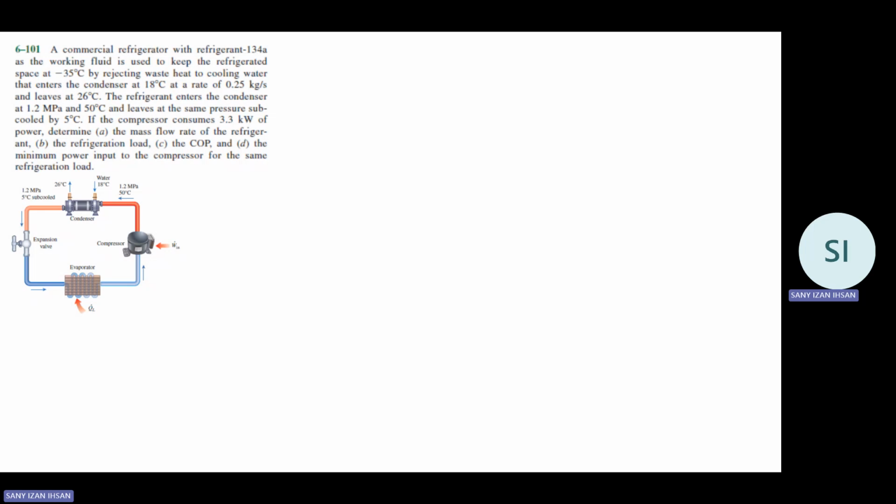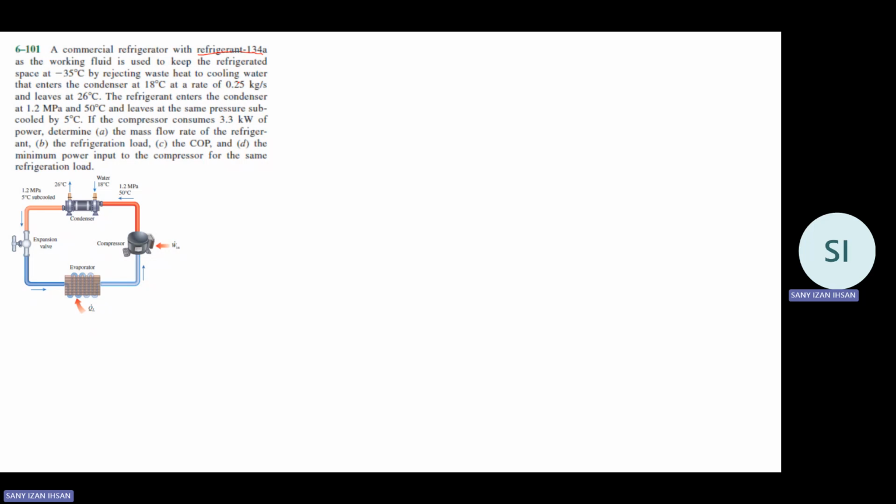Okay, we will try to solve this problem 6101. A commercial refrigerator with refrigerant 134A as the working fluid. So we know that our working fluid is refrigerant 134A. It is used to keep the refrigerated space at minus 35 degrees Celsius. So you have your space here that you want to maintain at minus 35 degrees Celsius. Remember, we have a refrigerator, so you are taking heat from the cold space and then you throw it out to the hotter space.